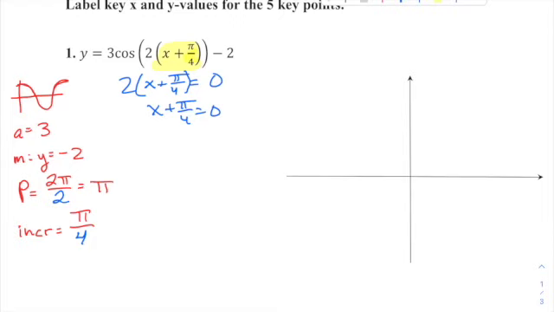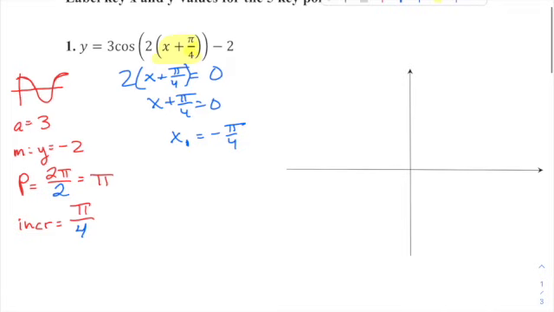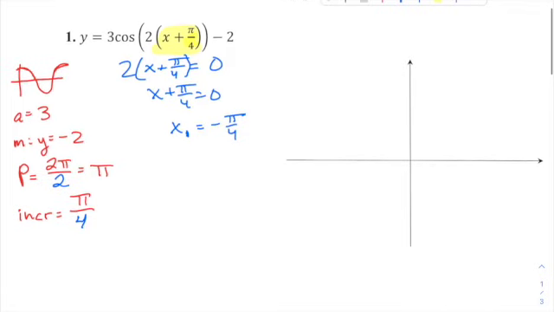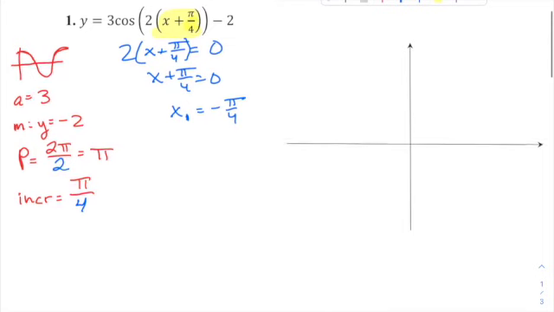And of course, when you subtract, you get x equals -pi over 4. That means the entire graph has been shifted to the left pi over 4 units. And that is our x1. Instead of being at 0, a starting point, we are starting our graph at -pi over 4. And now the other points are going to come right along after that.